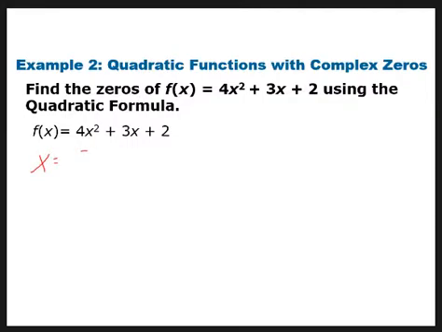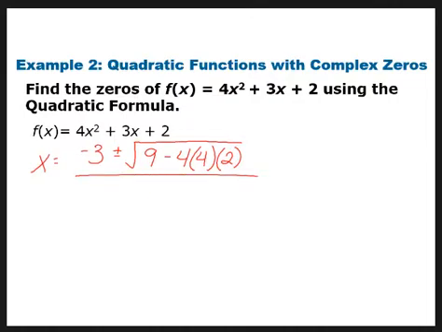So negative b plus or minus the square root of b squared, which in this case would be 9, minus 4 times 4 times 2, and that's all going to be over 2 times 4. So again, just filling things in based on what my a is, my b is, and my c is.